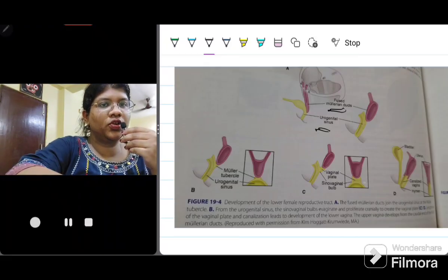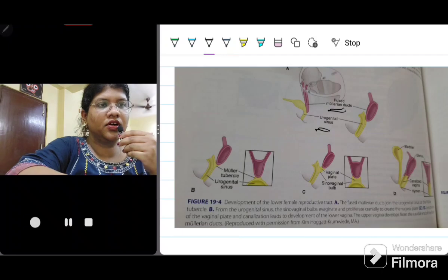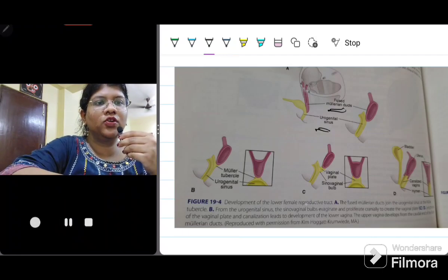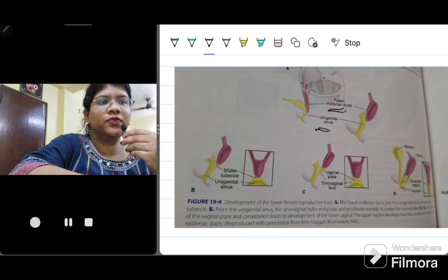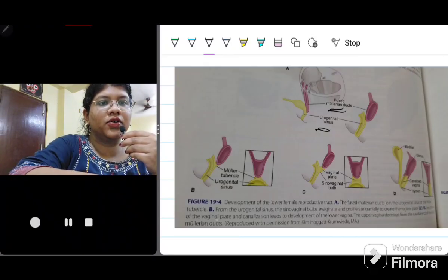Okay, so both of them are going to fuse. Alright, this and this have to fuse. So this is the development of the lower female reproductive tract. The fused Mullerian duct joins the urogenital sinus. From the urogenital sinus, the sinovaginal bulbs evaginate and proliferate cranially to create the vaginal plate.